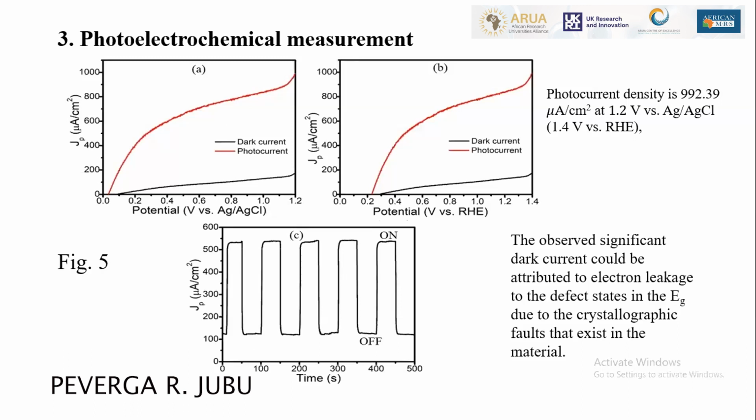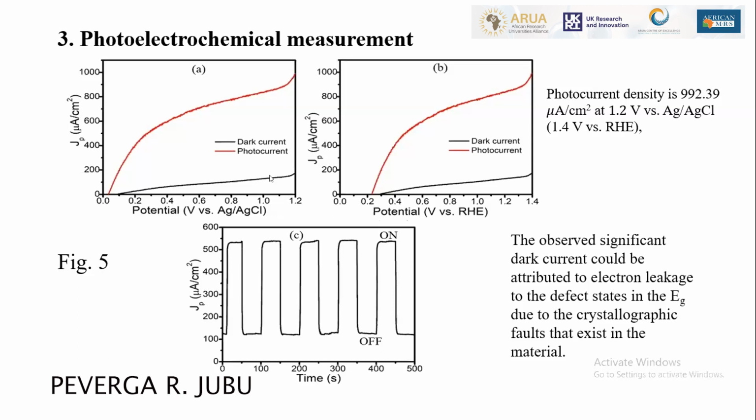And then photoelectrochemical measurement using this photoelectrode in 1 molar potassium hydroxide shows that in the dark, the photocurrent was so low, below 200 microampere at a bias of 1.2 volt versus silver chloride.